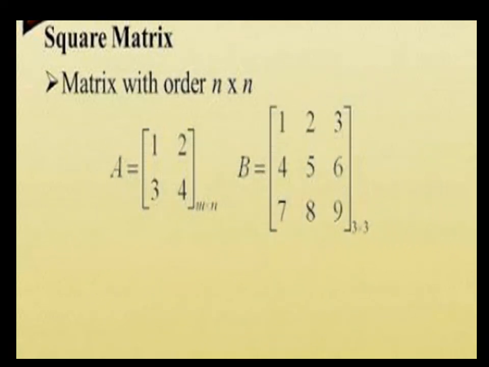The condition of the square matrix is that its number of rows and columns must be the same. For example, in matrix A, you can see here are 2 rows and 2 columns. So, matrix A is a square matrix. Similarly, in matrix B, here are 3 rows and 3 columns. So, matrix B is also a square matrix. In a square matrix, the number of rows must be equal to the number of columns.